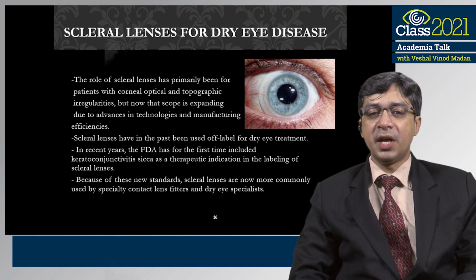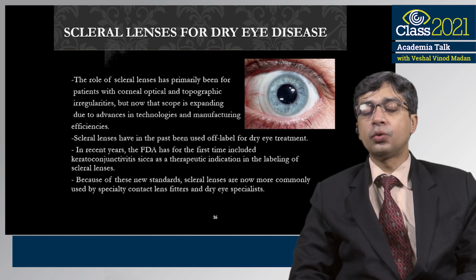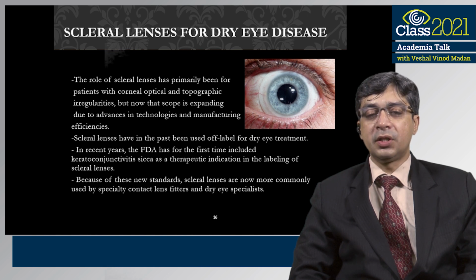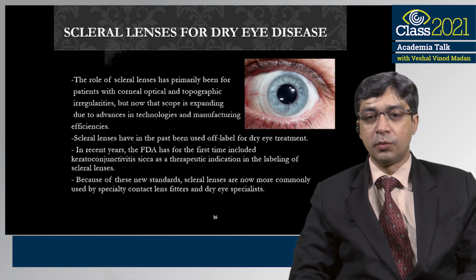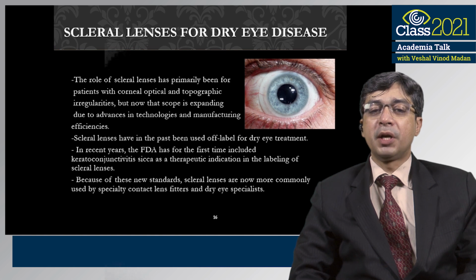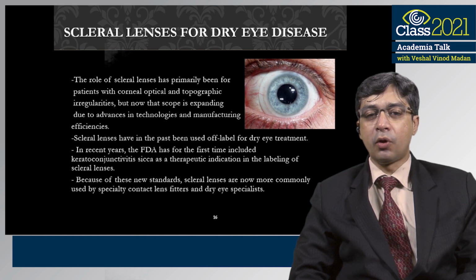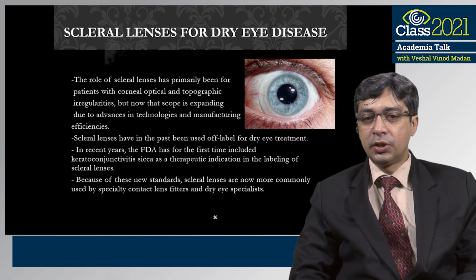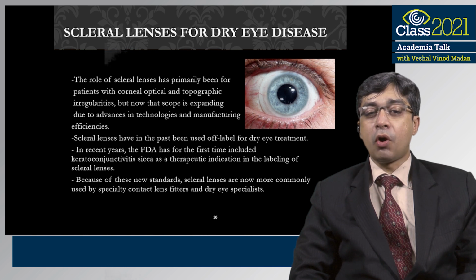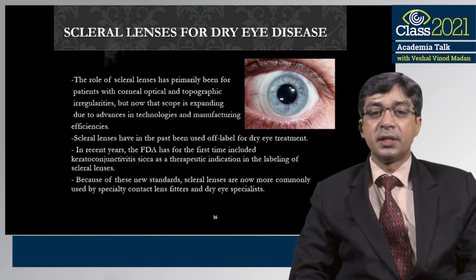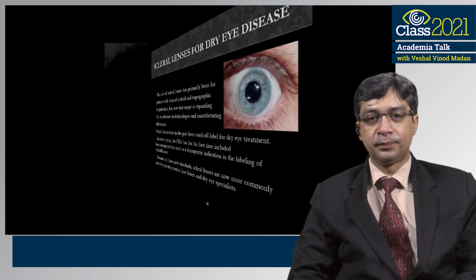In recent years, the FDA has shown that they can be used in solving severe dry eye conditions seen in keratoconjunctivitis sicca, KCS, or Sjogren syndrome, where it has become an imperative management therapy for dry eye with the use of scleral lenses. Because of these new standards, scleral lenses are now more commonly used as a specialty contact lens than in other conditions, and they are one of the favorites for dry eye management.